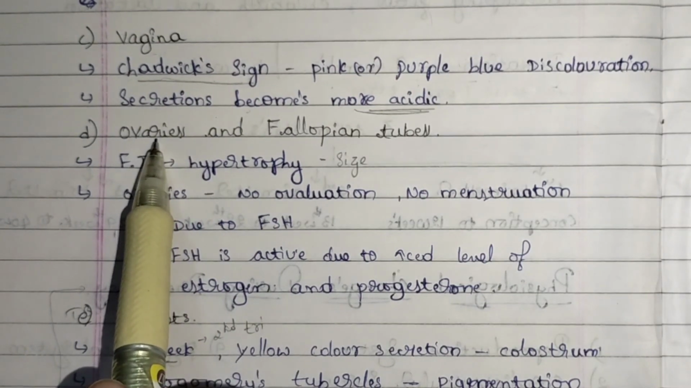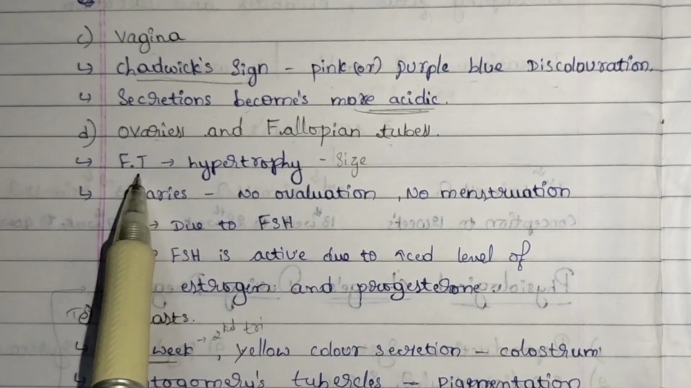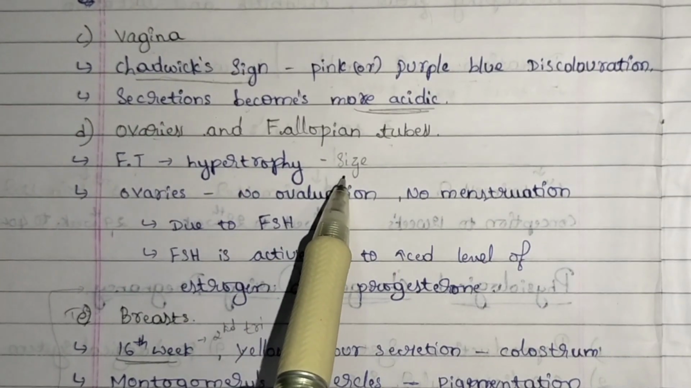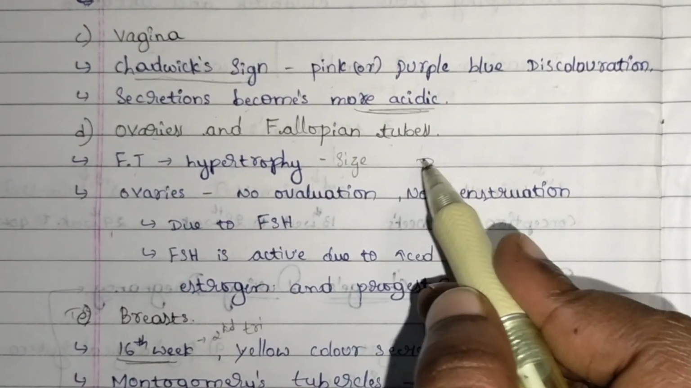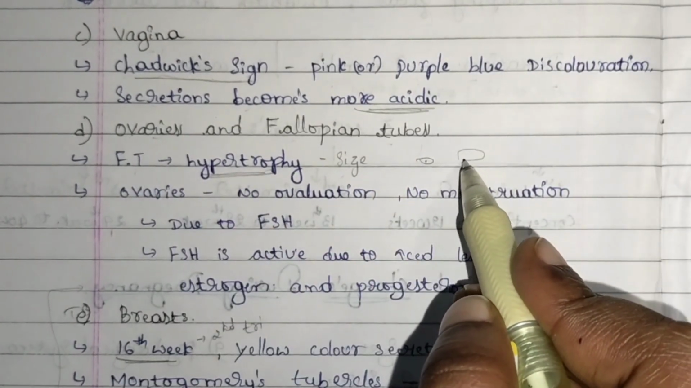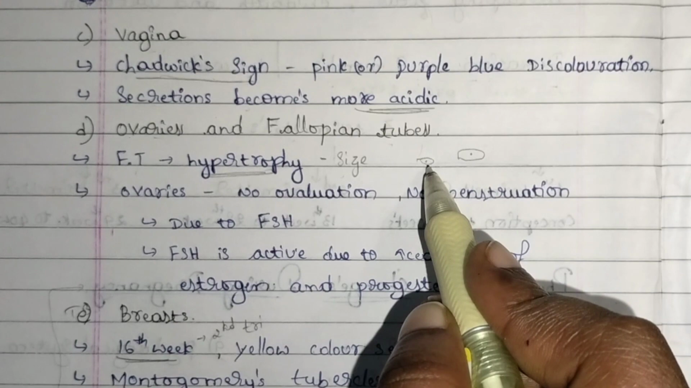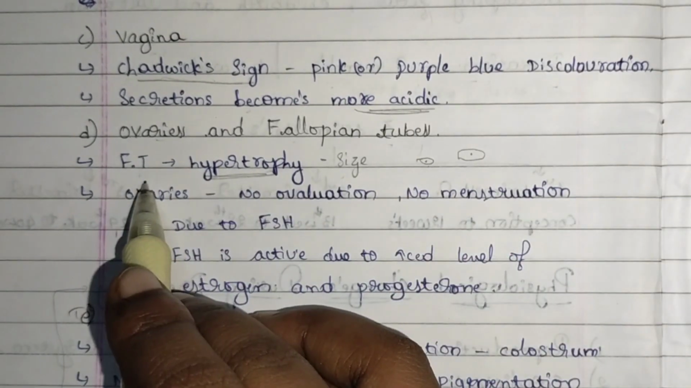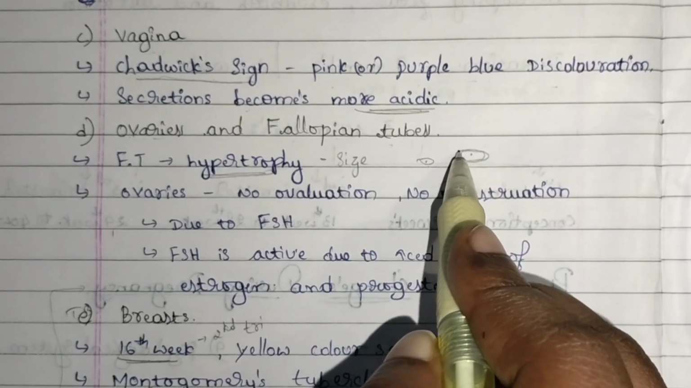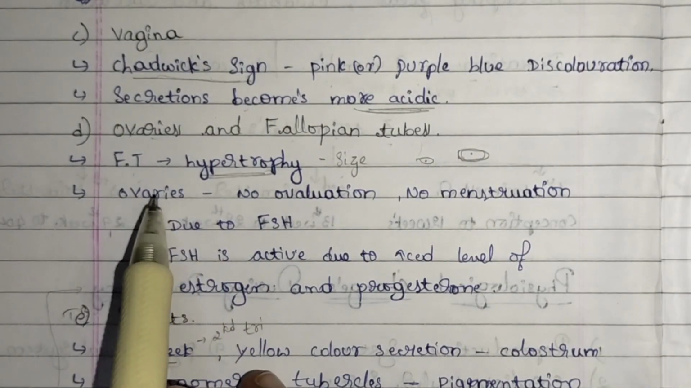Next, ovaries and fallopian tube. In the fallopian tube, we can see hypertrophy, that is an increase in size. These are normal cells, but in this condition, the cells become like this. This is the normal shape of the cell, but at the time of pregnancy, the fallopian tube cells get enlarged. And next, ovaries.